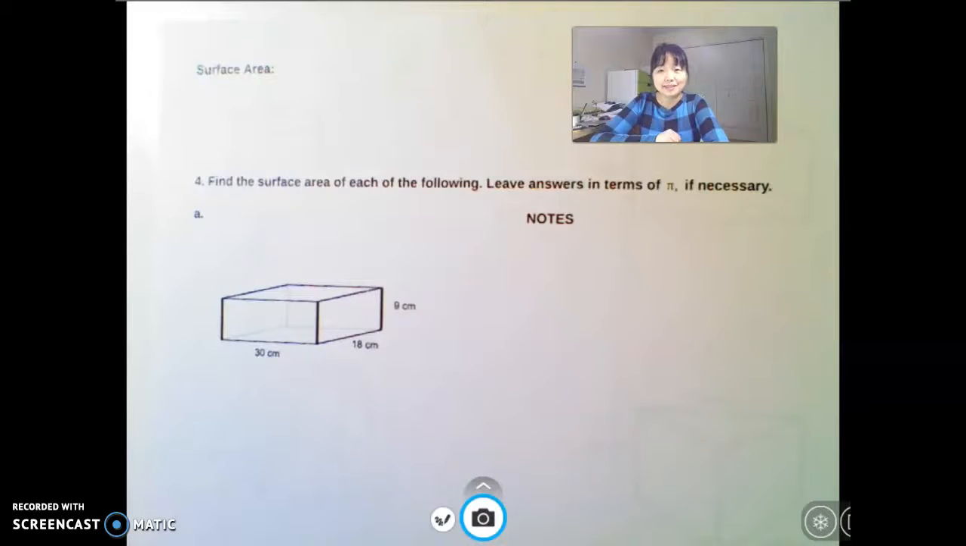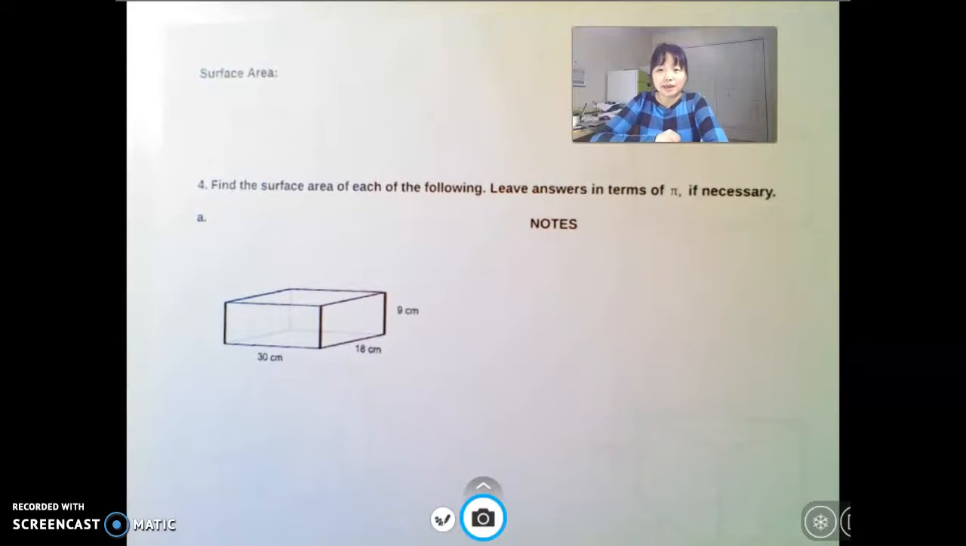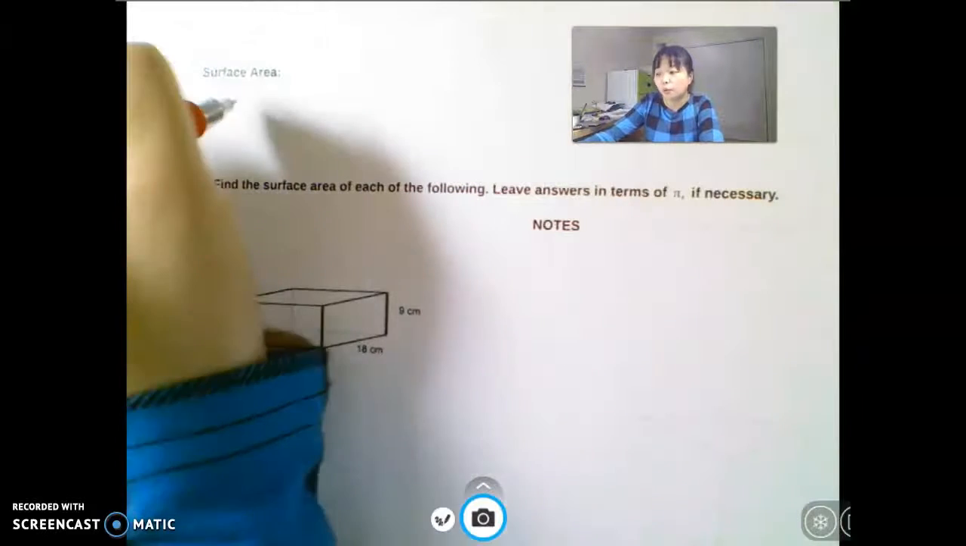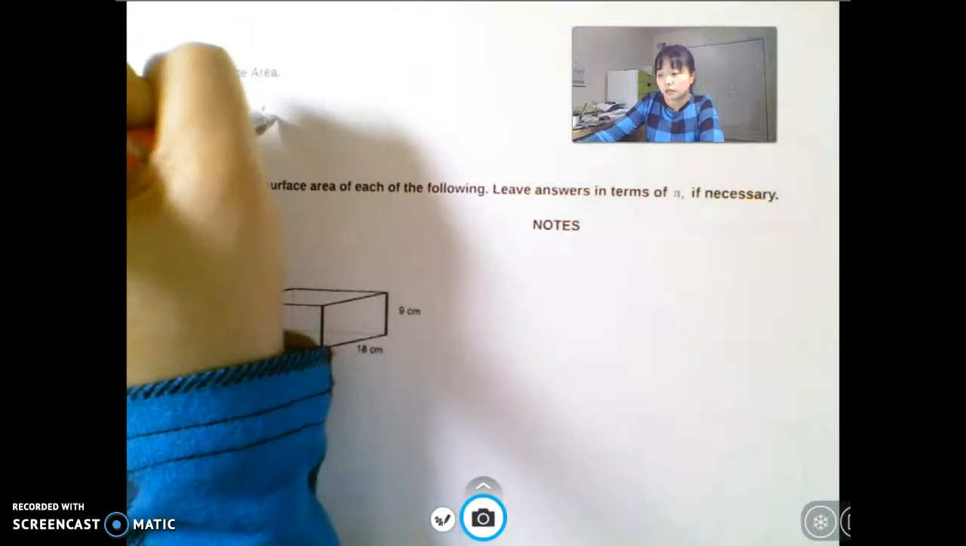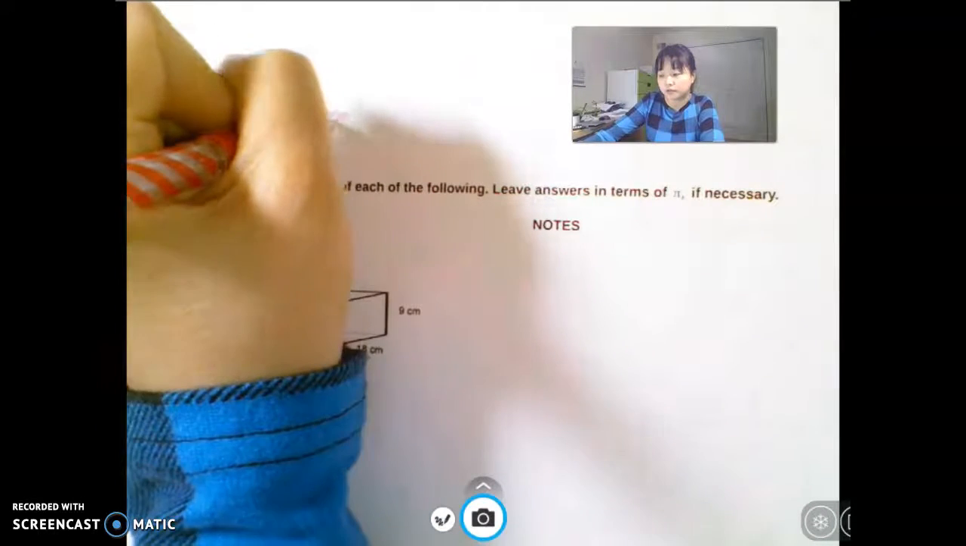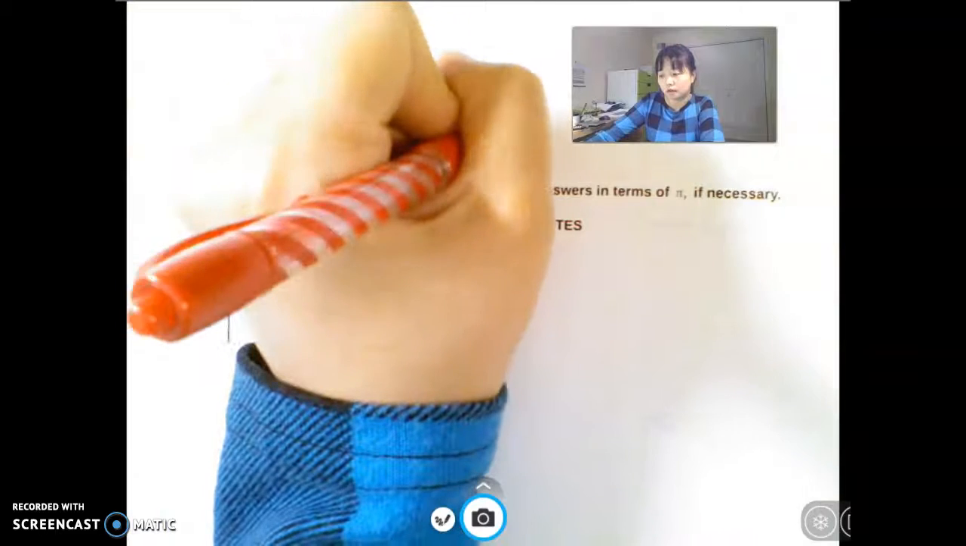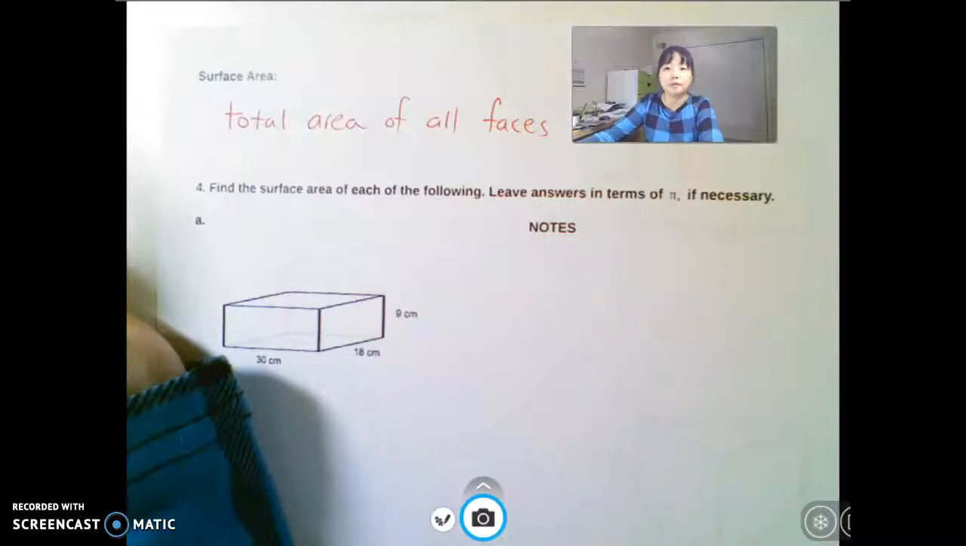Hello, honors class. So today we're looking for surface area of a three-dimensional shape. So surface area would be the total area of all the surfaces, all faces, right? So we have to find all the areas of each face, and then you add them together.